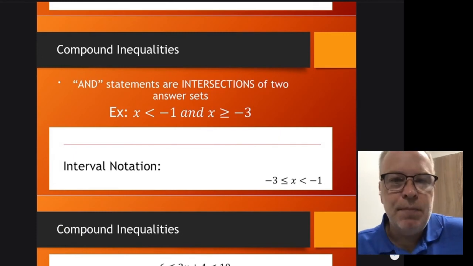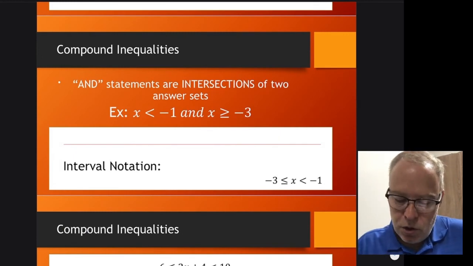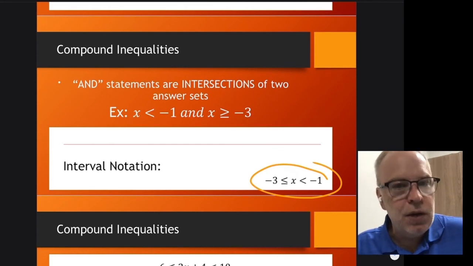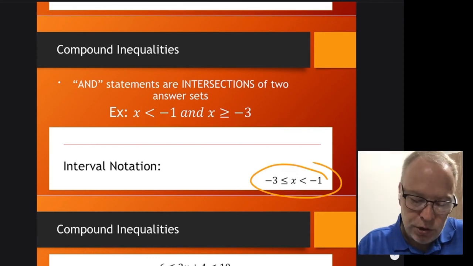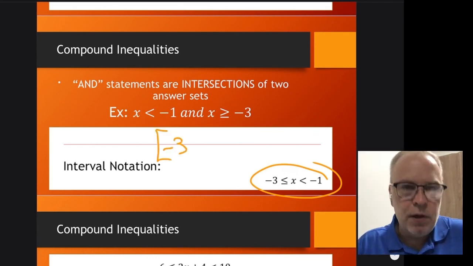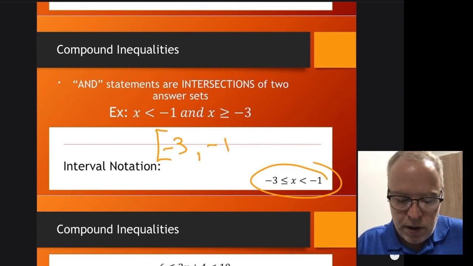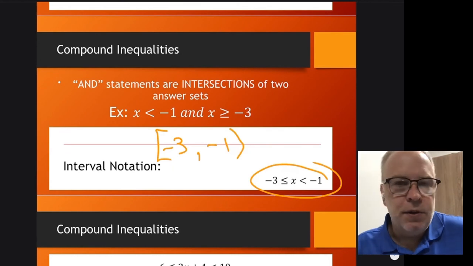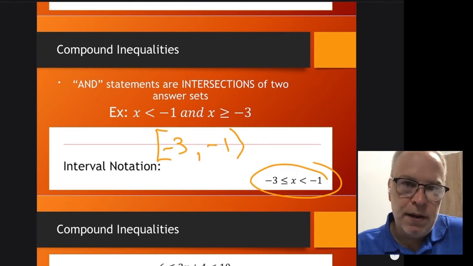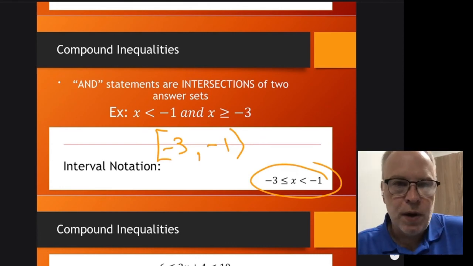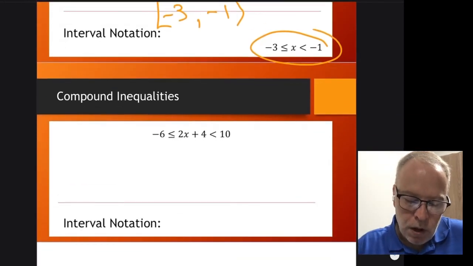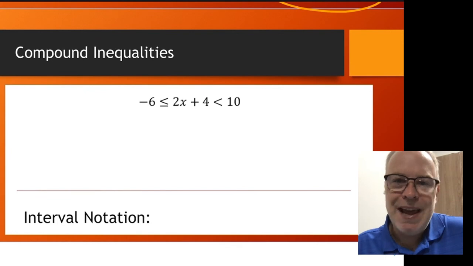Now AND statements are intersections. So if x is between -3 and -1, but also could be equal, then what you do is you start with a bracket. You start with the smallest number first, and then you go all the way up to -1. And once again, I flubbed that. Good grief. All right, -3 up to -1 with a bracket at the left side and a parenthesis on the right. Again, we did this in the last video, so hopefully that feels like review. So this is an in-between question, which is an AND question.